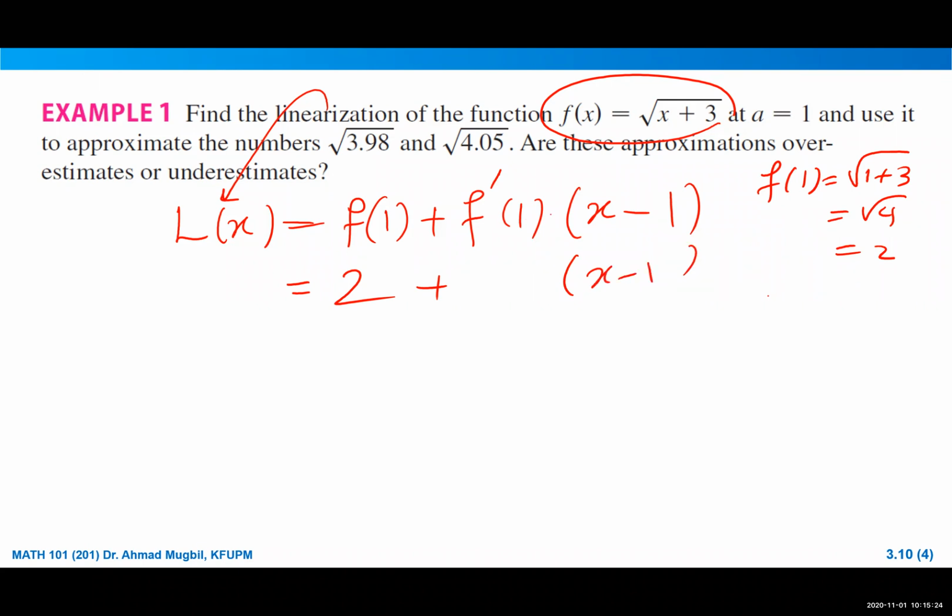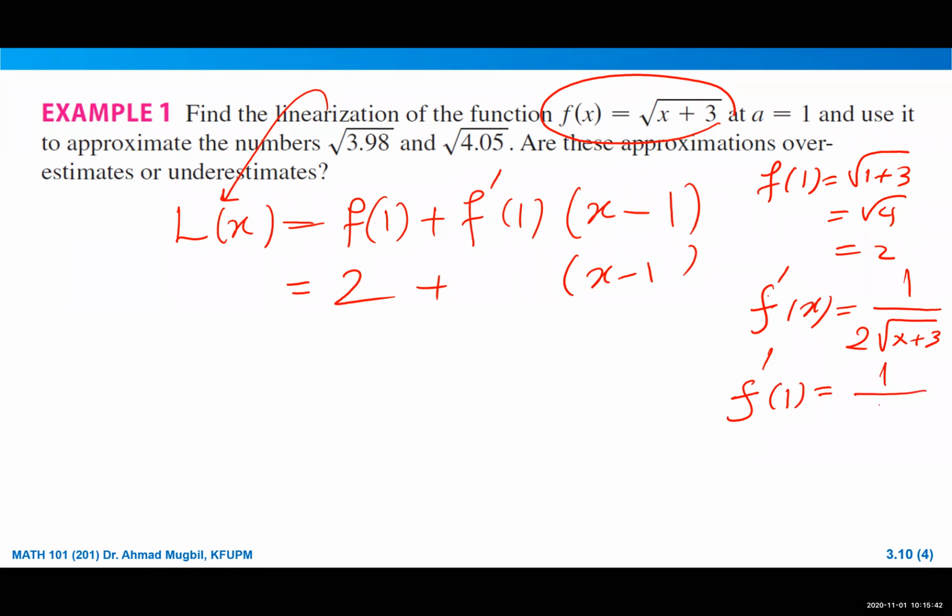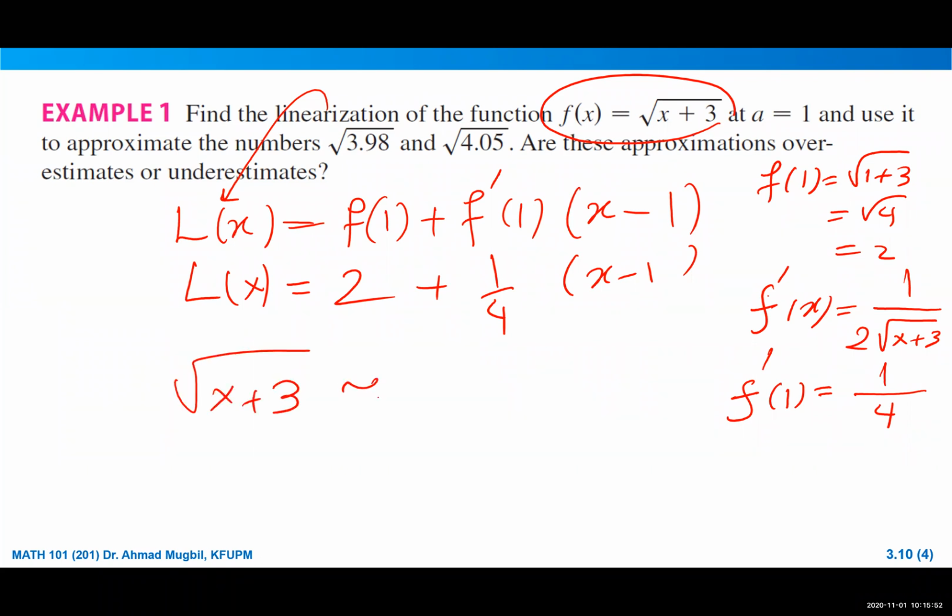What is f prime at 1? We need to find f prime in general at the beginning. What is the derivative of the square root of x plus 3? It is 1 over 2 times the square root of x plus 3. Is that right? And evaluate it at 1. So 1 plus 3 is 4, the square root of 4 is 2, so it is 1 over 4. This is the linearization. So now we can say that this function is approximately equal to 2 plus 1 over 4 times x minus 1 over 4. It is approximately equal to what?